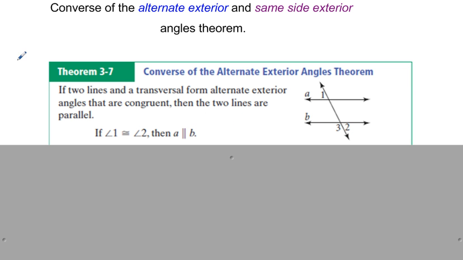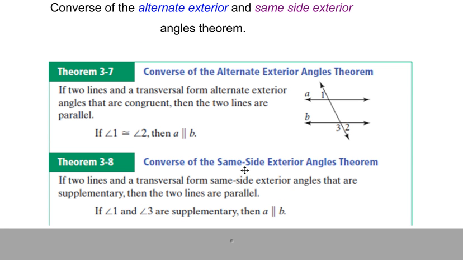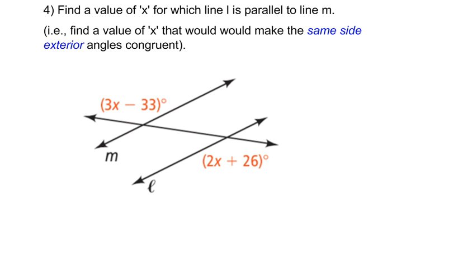So let's take this one. The converse of the same side exterior angle theorem. We learned that if two parallel lines are cut by a transversal, same side exterior angles are supplementary. Well, the converse is if two lines and a transversal form same side exterior angles that are supplementary, then the two lines are parallel. In other words, if angles 1 and 3 are supplementary, then lines A and B are parallel. Let's take an example.